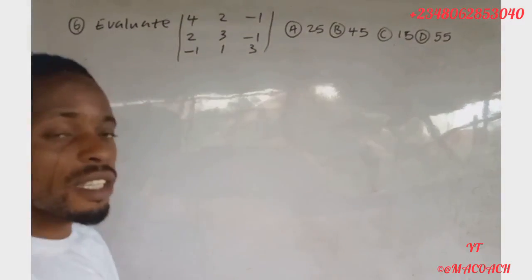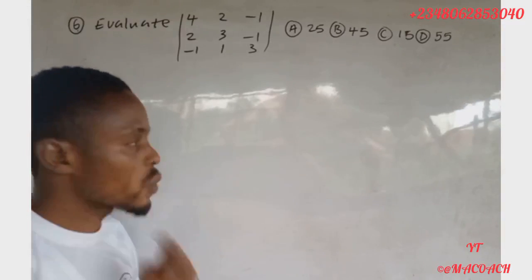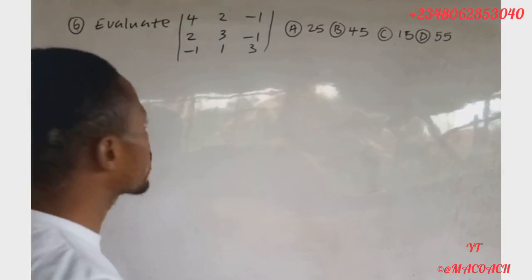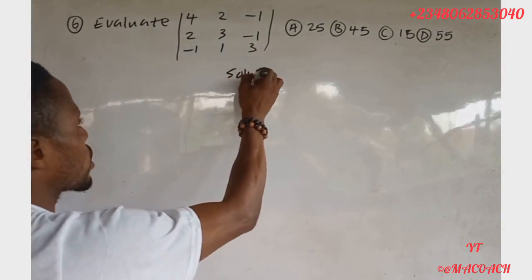When you see a question like this, it's a matrix question. So how do we solve this one now? This type of matrix is a determinant. So let's look at how you can solve this matrix question.